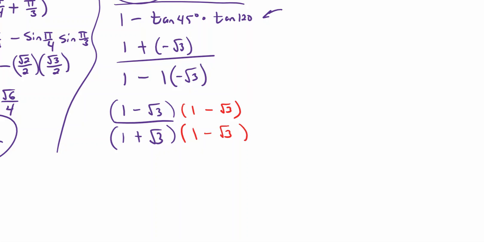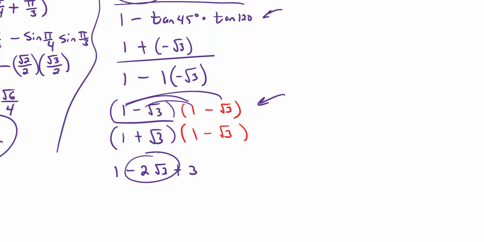On the top here, we're going to end up getting 1 minus 2 root 3 plus 3. That's just doing the rainbow. 1 times 1 is 1, 1 times negative root 3 is negative root 3, and then that happens again, which is where we get the negative 2 root 3. And the very last thing, negative root 3 times negative root 3: a square root times the square root, we just get what's underneath. You just get that 3 back again. So that's what that becomes.